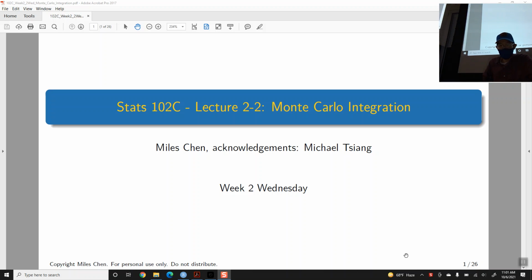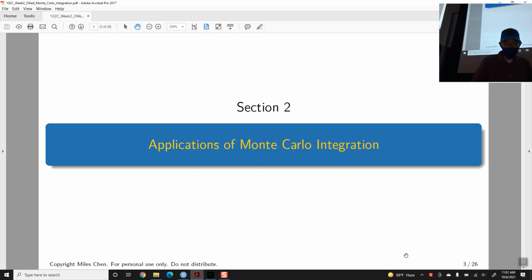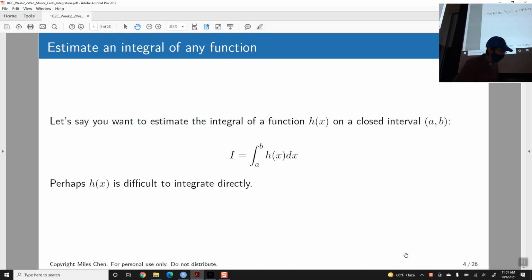Okay, it's week 2 Wednesday, and we are talking more Monte Carlo integration. On Monday, we wrapped up with this example where we said we can use Monte Carlo integration to estimate the integral of any function. I want to go over the same example I did on Monday, and we'll look at another example. And then we'll talk about importance sampling, which is a bit of a misnomer, but that's what it's called.